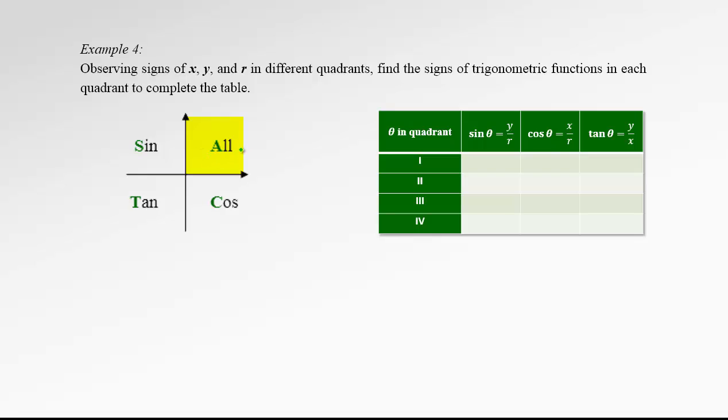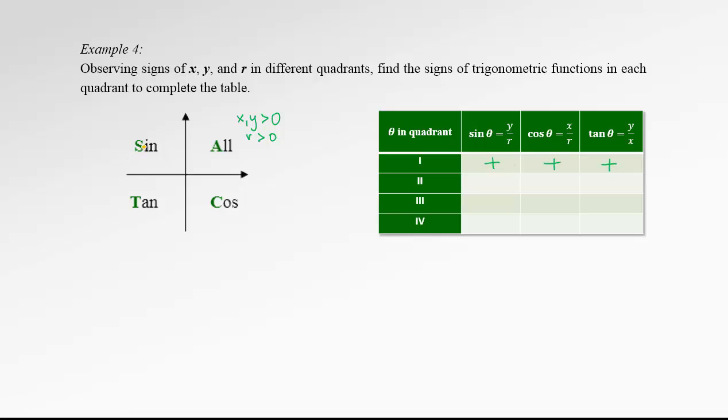Well, let's observe that in the first quadrant, both x and y are positive. Obviously, r is always positive because that behaves like a radius. It represents the distance of a point from the origin, and distance is always positive or 0, but we're talking about a point that is inside the quadrant, not at the origin. Therefore, if all of our three letters are positive, the quotients of any two of them are positive as well. So our trig functions in the first quadrant are all positive.